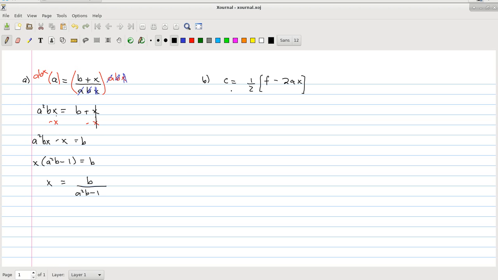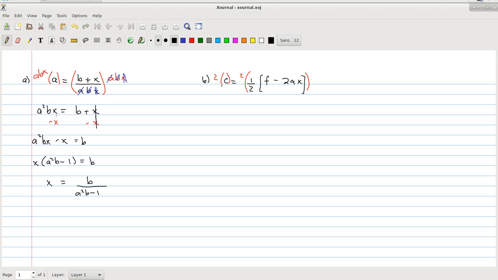Part B. c equals 1/2 times the quantity f minus 2ax. As before, we have a fraction, so it's usually a good idea to start out by getting rid of fractions. Let's multiply both sides of the equation by the common denominator. Let's multiply both sides by 2.